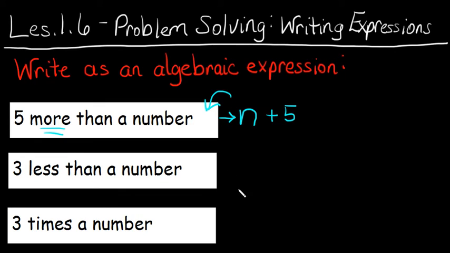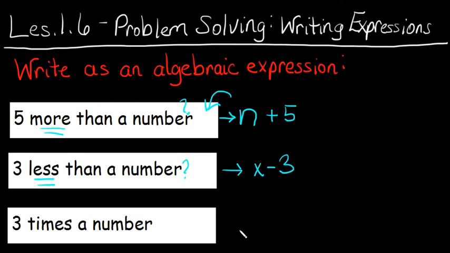Next, 3 less than a number. All right, here's our unknown. Just like up here, we don't know what that one is either. I can use a different letter if I want to. I'm going to use X this time. It really doesn't matter what letter you use. Okay, and this time I have 3 less than that unknown number. Less, we know, means to take away, and that's subtraction. So I have 3 less. So I'm going to take 3 away.